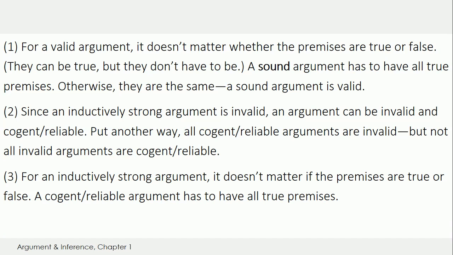Two, since an inductively strong argument is invalid, an argument can be invalid and cogent, reliable. Put another way, all cogent, reliable arguments are invalid, but not all invalid arguments are cogent, reliable. Remember, we use invalid arguments in science all the time when we generalize and make inferences to the best explanation. Those are all invalid arguments, but they can be quite strong. Three, for an inductively strong argument, it doesn't matter if the premises are true or false. A cogent, reliable argument has to have all true premises.